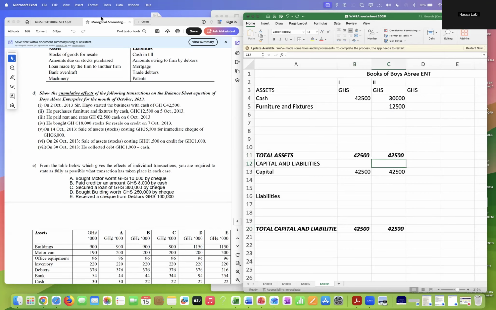He paid rent and rates of 2,500 cash on 6th October 2013.